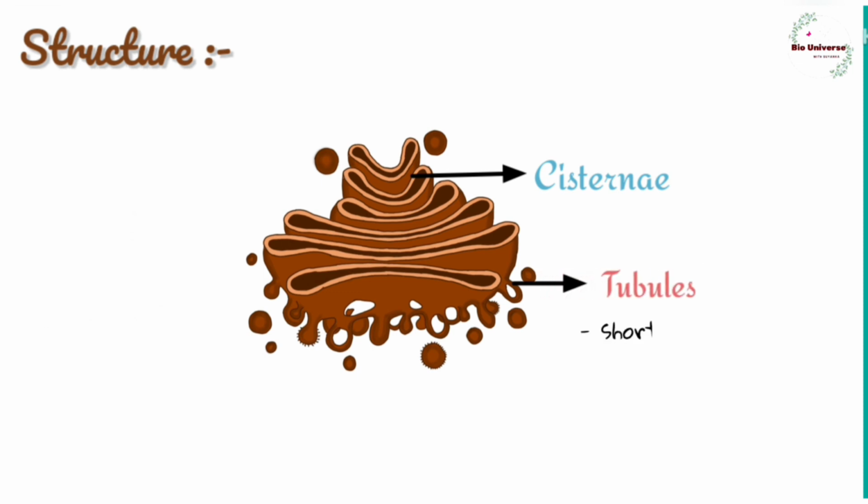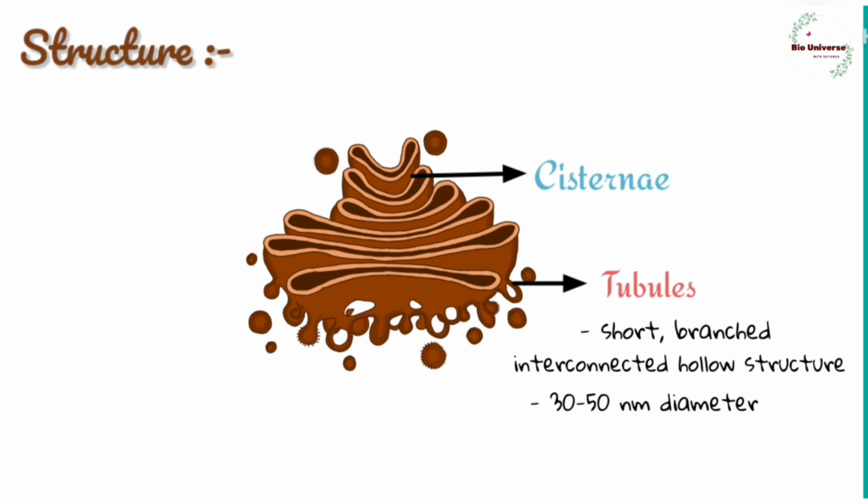Tubules: they are short, branched, interconnected hollow filamentous substructures. They develop on the maturing phase of cisternae. They are 30 to 50 nanometers in diameter. They are specifically involved in elaboration of secretory products.